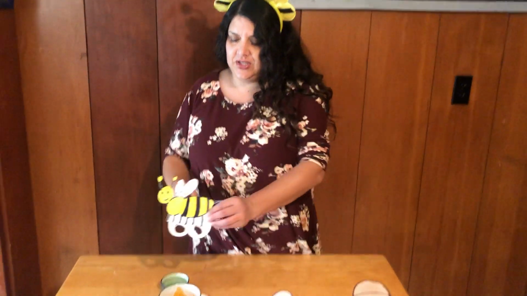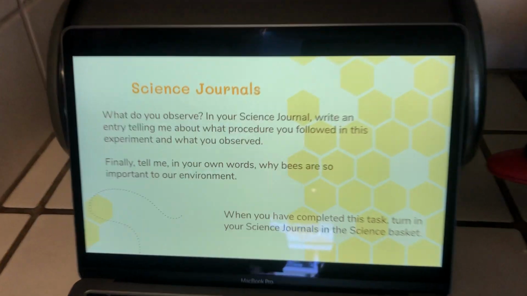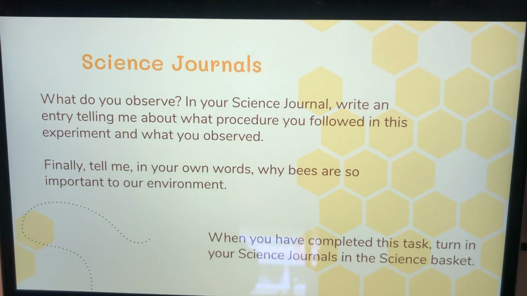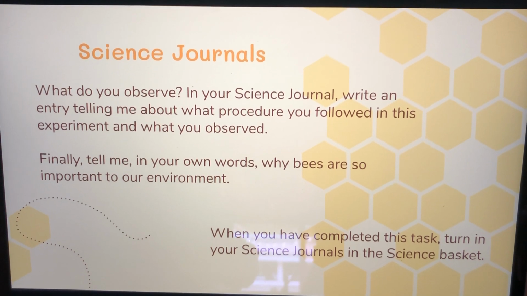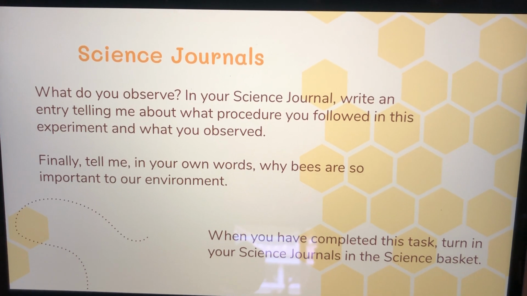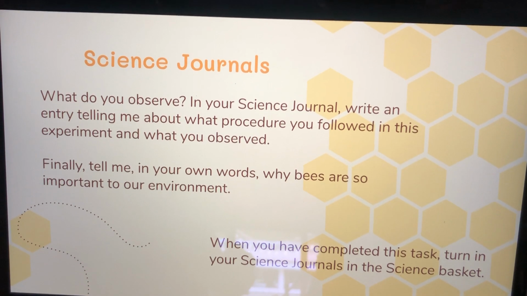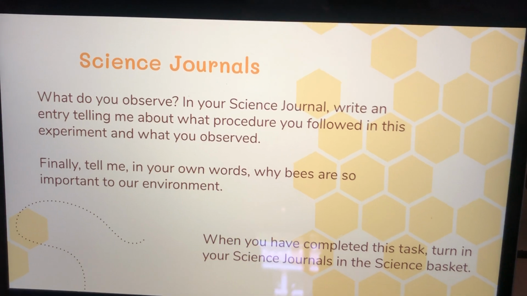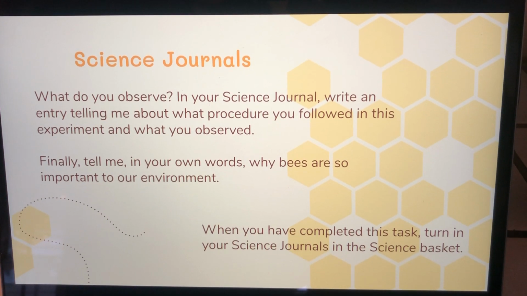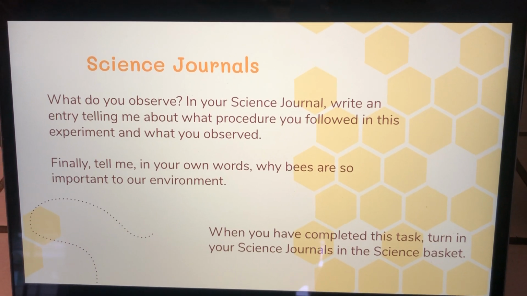Now once you have finished this, you'll pull out your science journal and you'll tell me, what did you observe? In your science journal, write an entry telling me about the procedure you followed in this experiment and what you observed. Finally, tell me, in your own words, why bees are so important to our environment. When you have completed the task, turn your science journal in to the science basket. Good job.